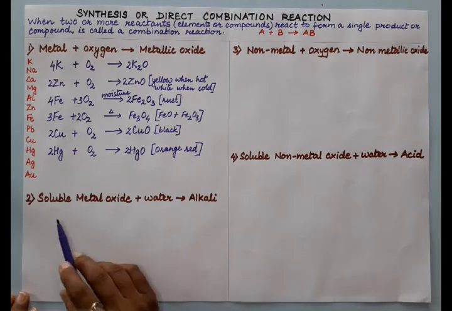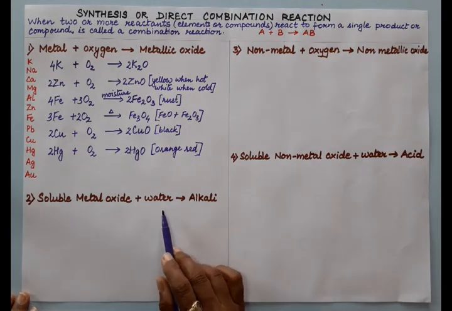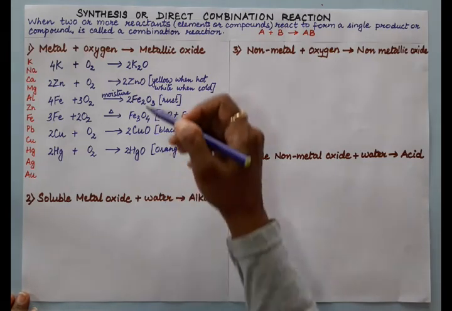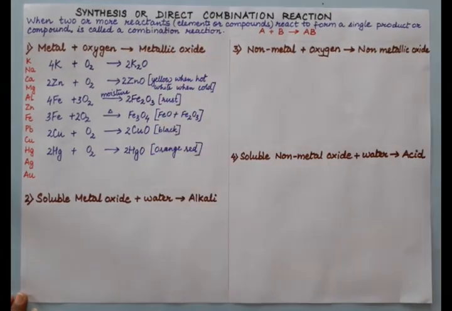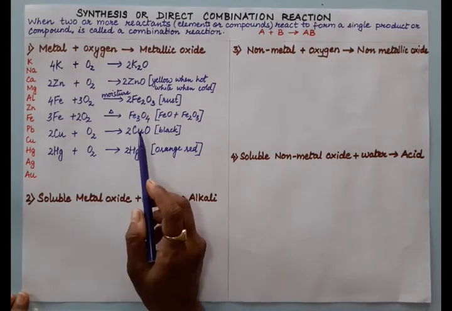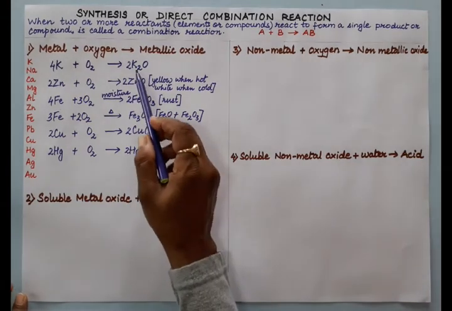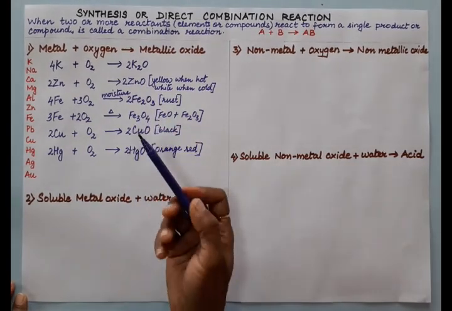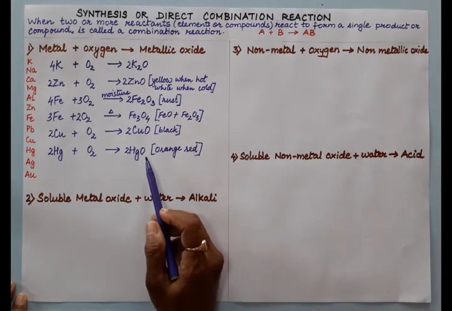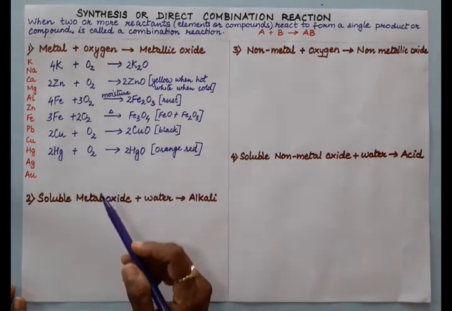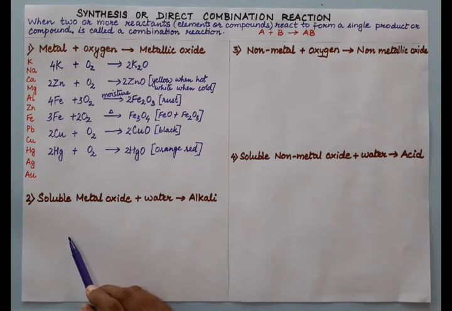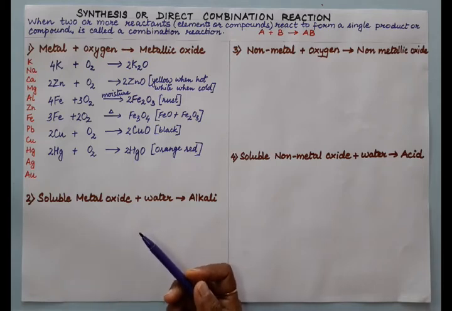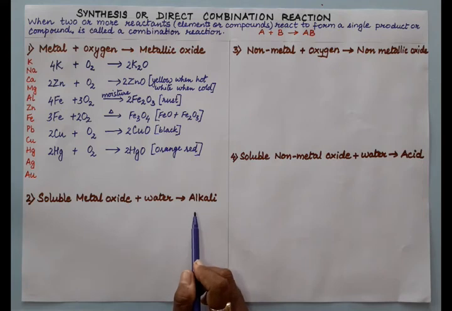Now next is soluble metal oxide plus water gives alkali. Now all these metal oxides are bases. All metal oxides and all metal hydroxides are bases. Now when these bases, which are soluble metal oxides, dissolve in water, you get alkali.